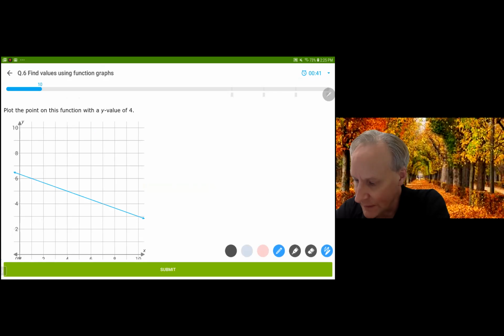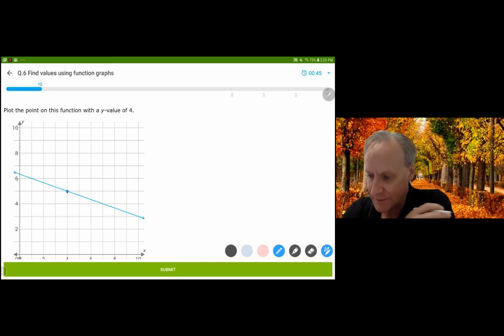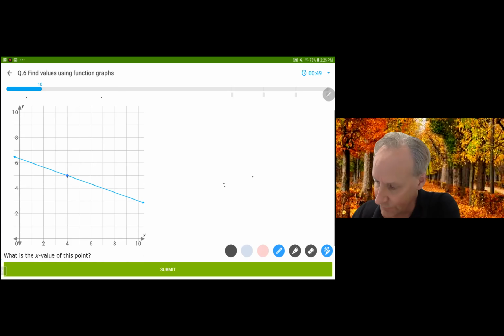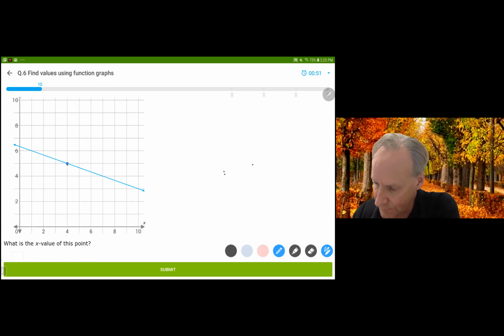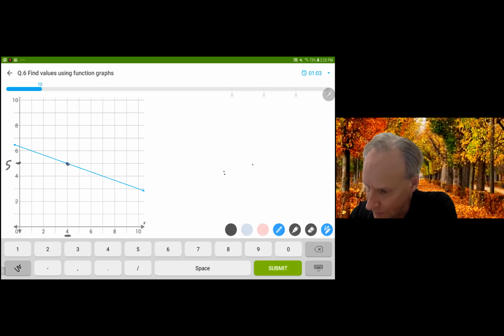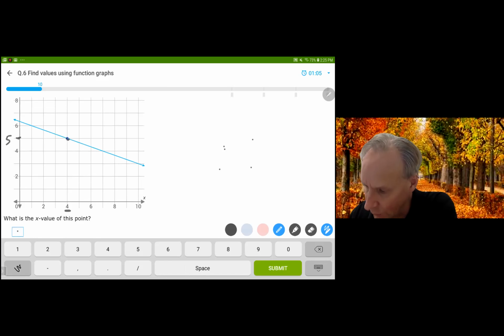Now we want the y value at 4. And at 4, that's a y value of 5 when x is equal to 4. There's my x, and there's my y. That's a y value. Maybe I'm supposed to put the point in there. I'm not sure. Wait a minute. Did it ask me, what is the x value of this point? Hang on, wait a minute.